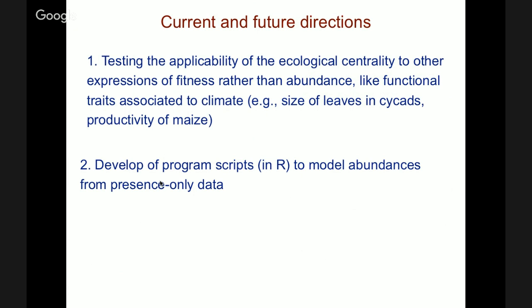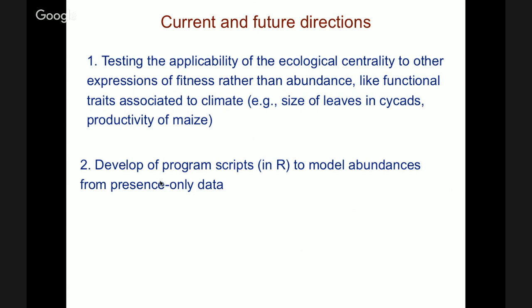In another case that we are just analyzing now, with cycads, I don't know how to say it. In this particular species of cycad, we observed that abundance is not a good proxy for fitness. Instead, there are some morphological traits like size of the leaves, functional traits that do relate to fitness. And we found an inverse relationship between the distance to the niche centroid and these morphological traits. This is very interesting.